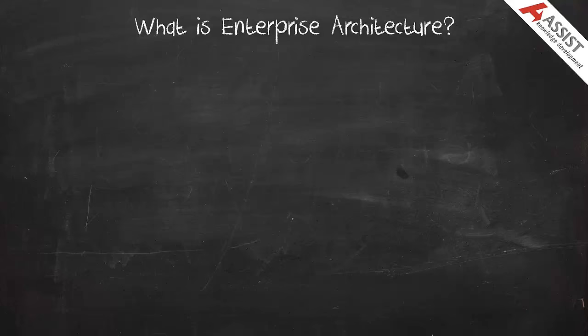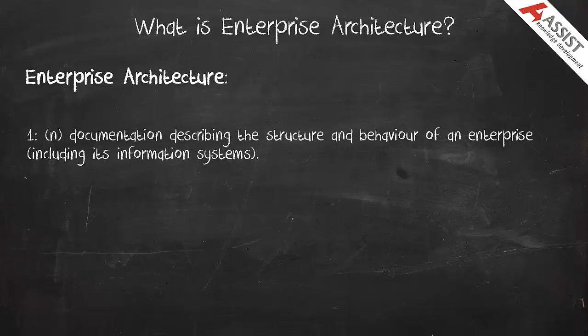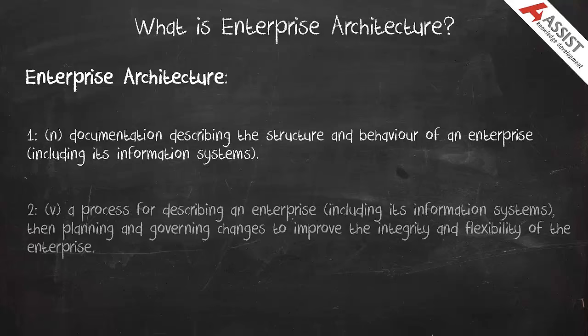So let's talk about enterprise architecture and define that. Well, this is the documentation describing the structure and behaviour of an enterprise, which includes its information systems. How much of it is IT and how much of it is business is something we'll discuss a little bit later, when we go back and review the last 20 years of EA and what's been changing there. Again, the verb here is doing the process for describing an enterprise, which includes its information systems, and then planning and governing changes to improve the integrity and flexibility of that enterprise.